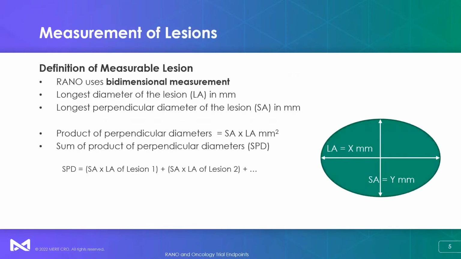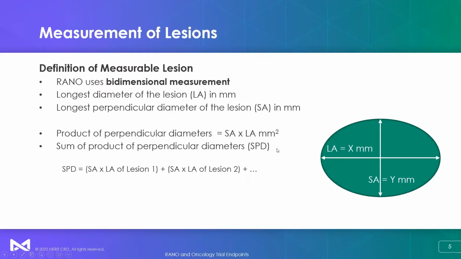And for the measurement of the lesions in the RANO high-grade glioma response criteria, they are actually utilizing the bidimensional measurements. And what they mean by bidimensional measurement is that we need to measure the longest axis, and we also measure the perpendicular longest diameter, which should be representing the LA, and a short axis SA in this diagram. And the actual bidimensional measurement would be indicating the multiplication or the product of the two values, which is the short axis times long axis, millimeters square.